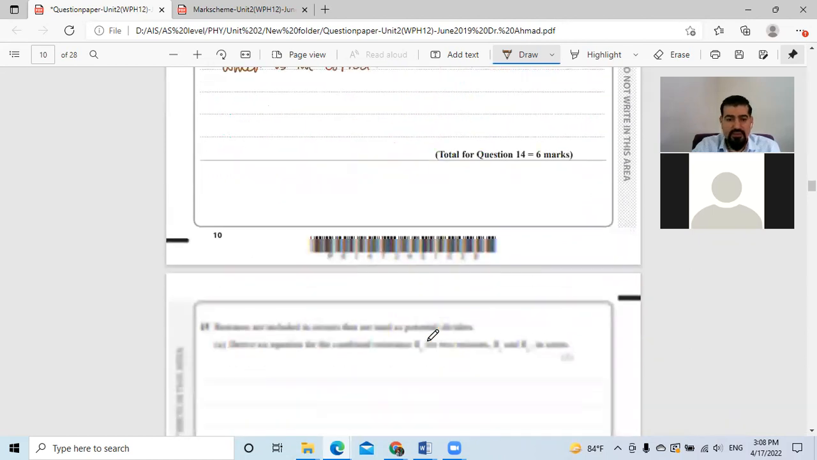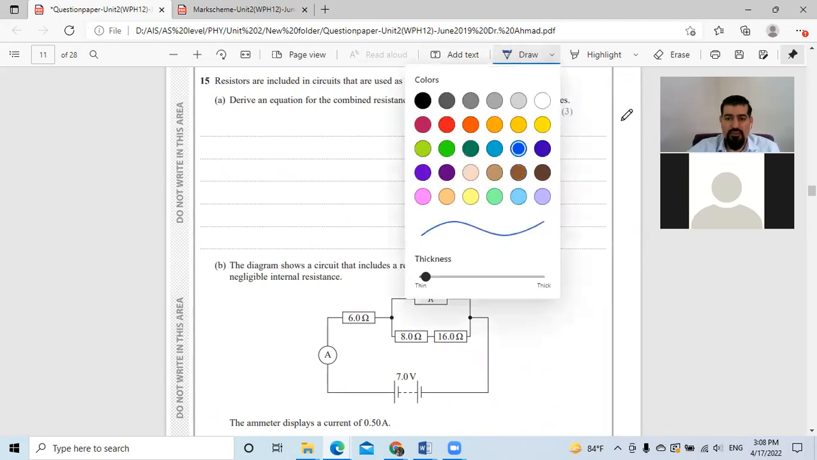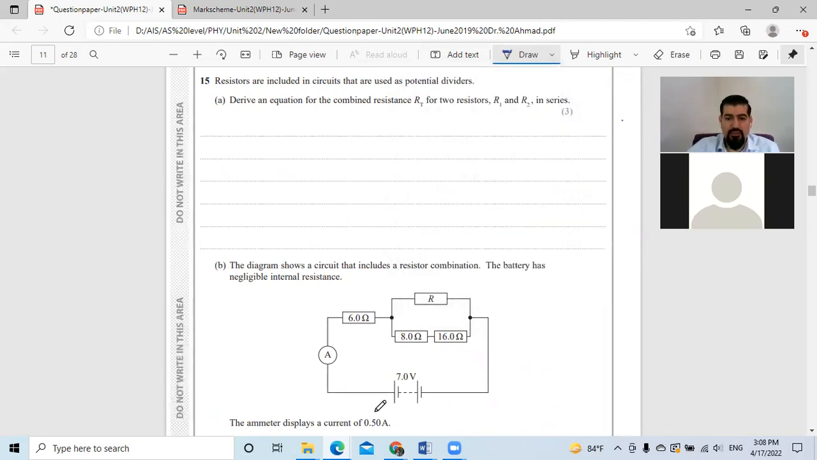Okay, let's move on to the next question. In question 15, what do they ask? Resistors are included in circuits that are used as potential dividers, okay? And we know that potential divider means they are usually connected in series. When resistors are connected in series, they share the voltage between them. So what they ask here, part A: derive the equation for the combined resistance R total of two resistors R1 and R2 connected in series.